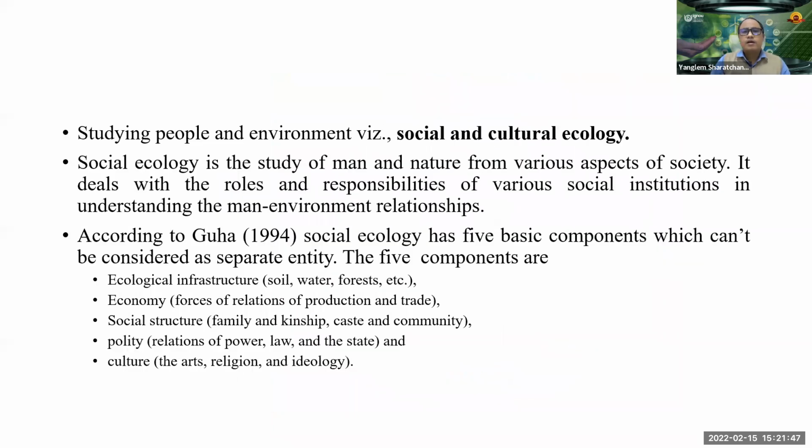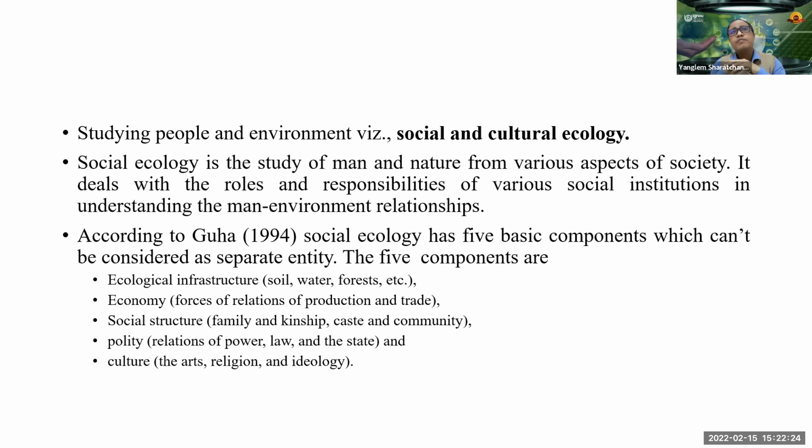Then this relation between the ecosystem and the human system can be looked at from a social and cultural ecological point of view. This way of understanding the social system and ecosystem can be looked at as social ecology, the study of man and nature from various aspects of society, dealing with the roles and responsibilities of various social institutions, to understand the man-environment relationship.